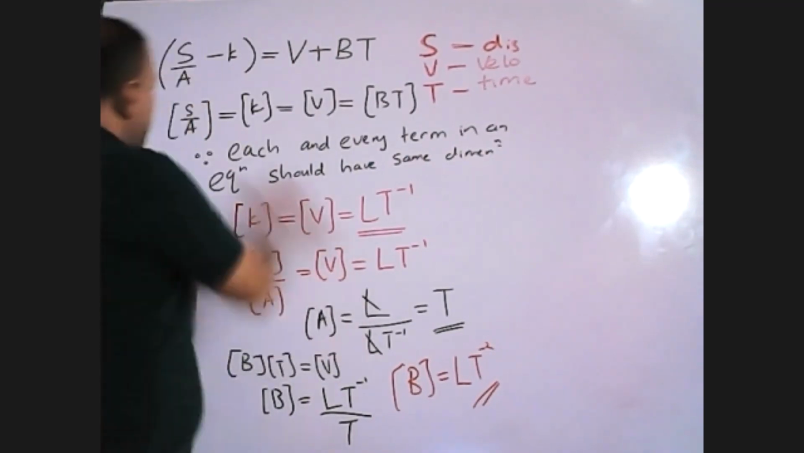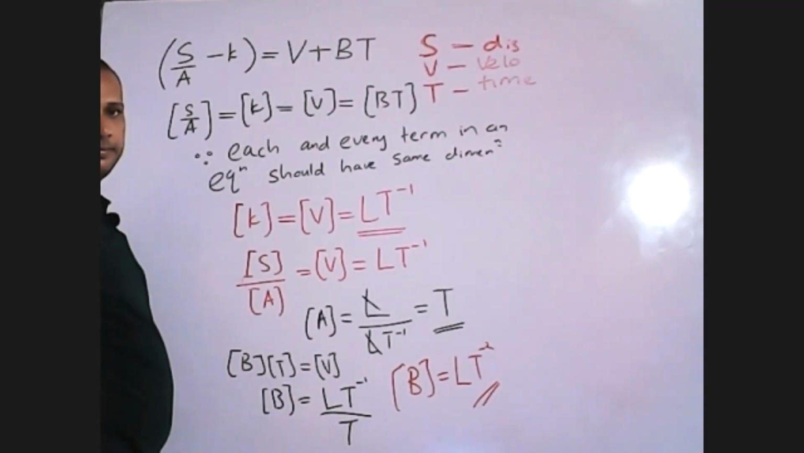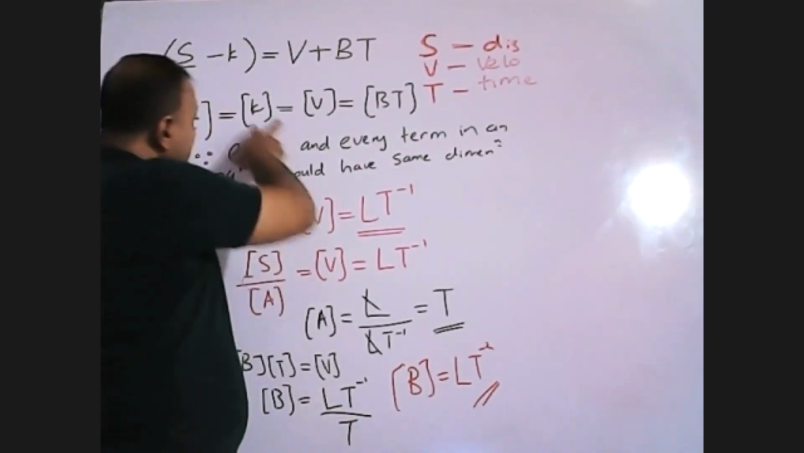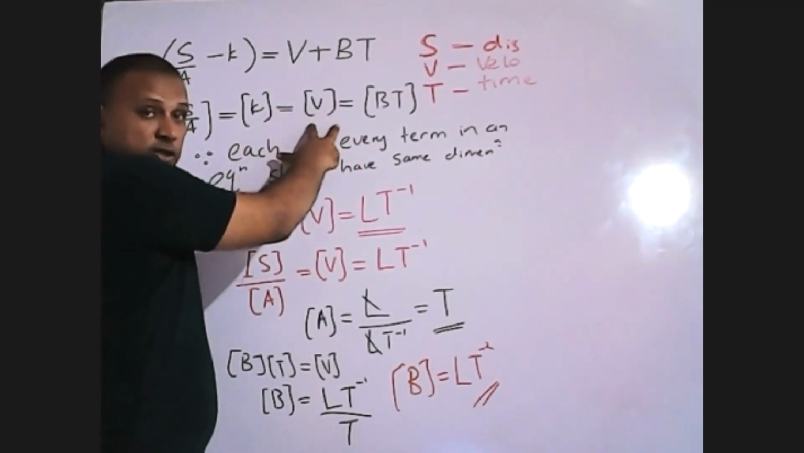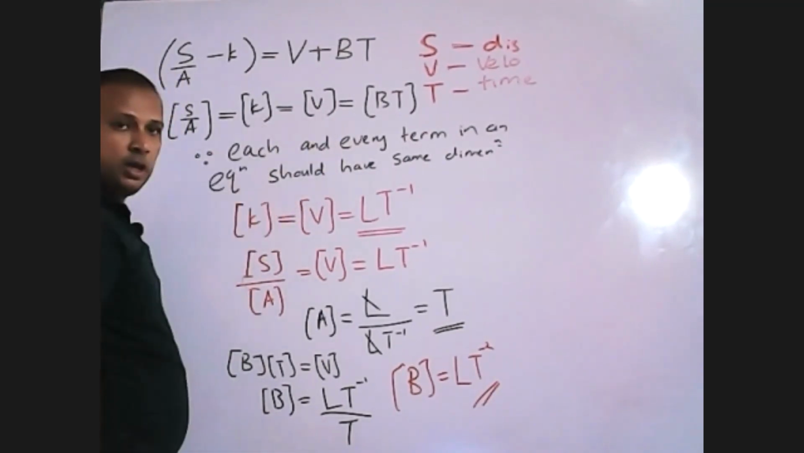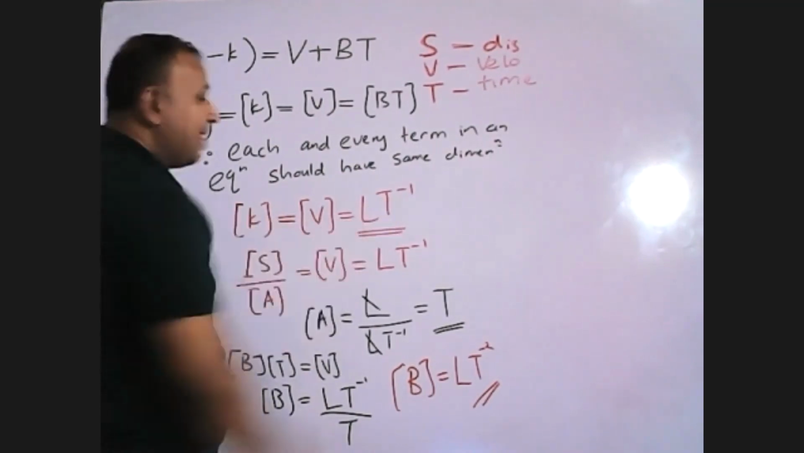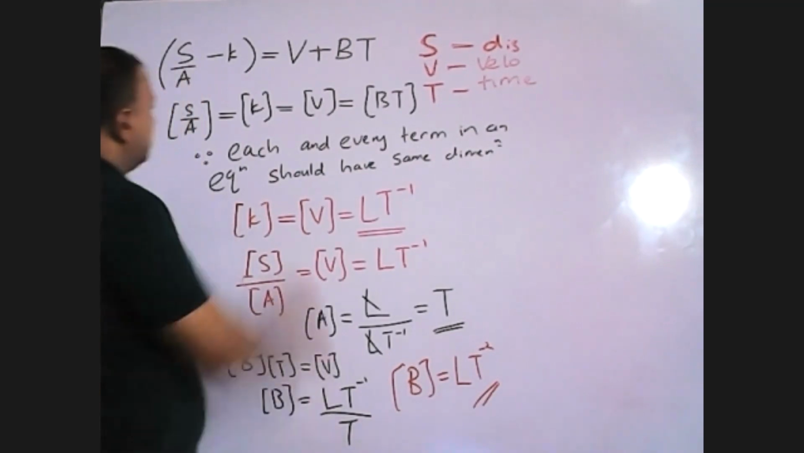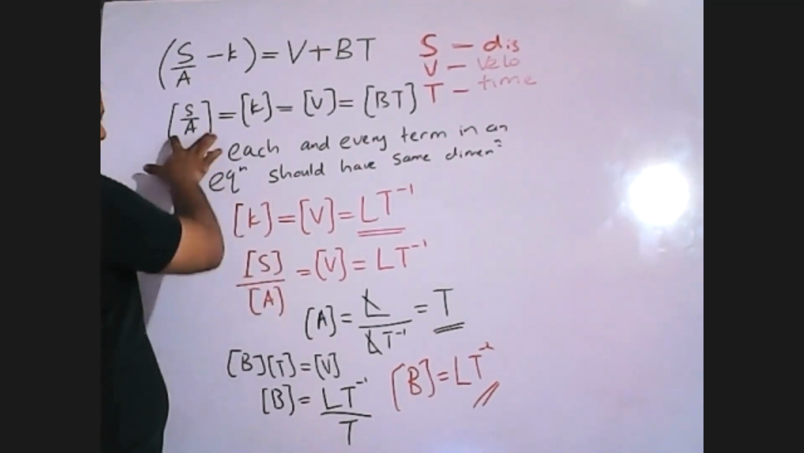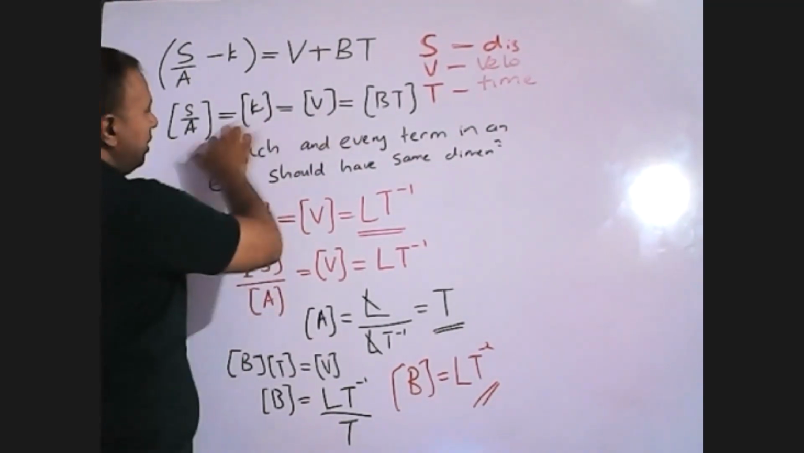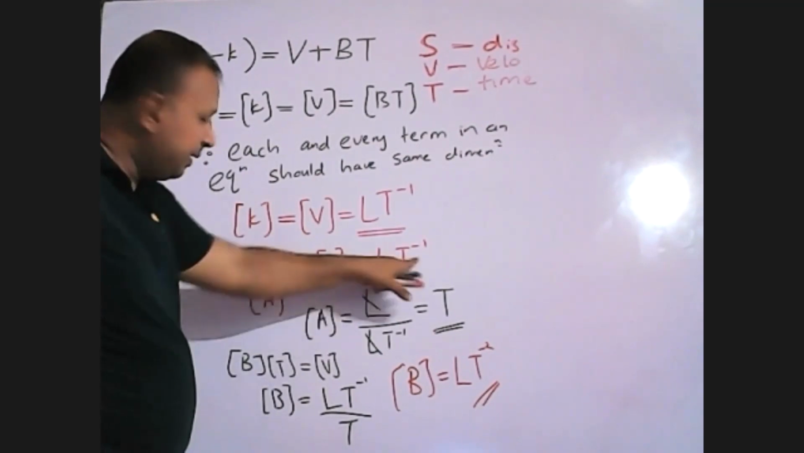Okay. So this one should be a velocity, this one should be a velocity, and this one should be a velocity. Accordingly, the dimension of V should be equal to the dimension of K. So the dimension of K is equal to the dimension of V, that is LT minus 1. Then this one, the dimension of S over A should be equal to the dimension of V. Dimension of V means LT minus 1.